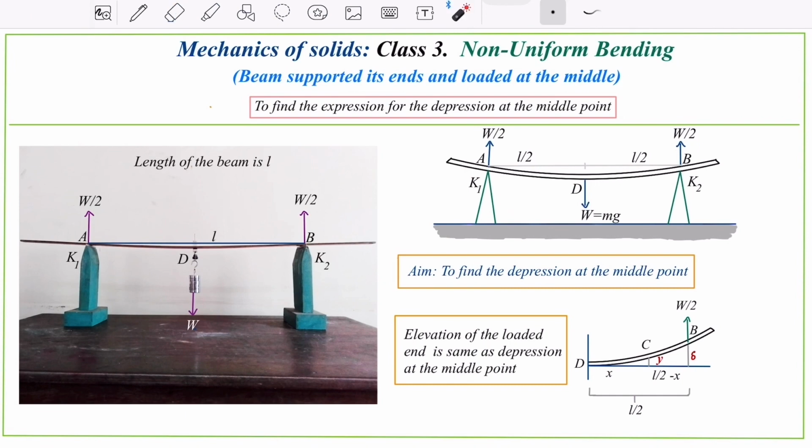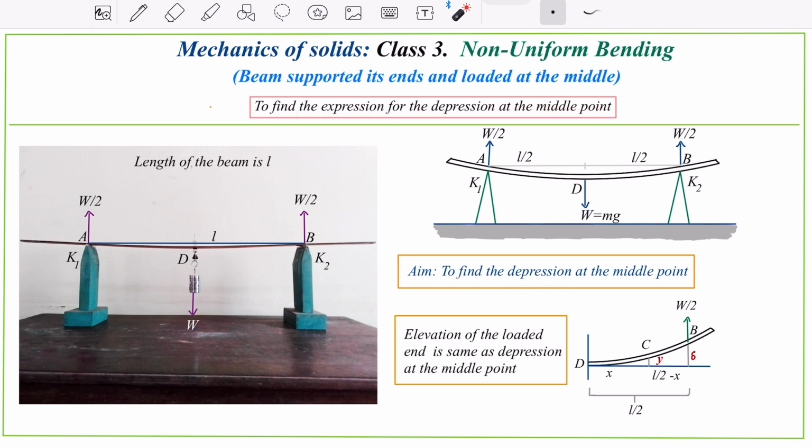Now what is our aim? In this section, our aim is to find out the depression at the middle point in non-uniform bending, because at the middle point the beam is loaded and we have to find out how much the middle point is deflected. That gives the depression at the middle point.